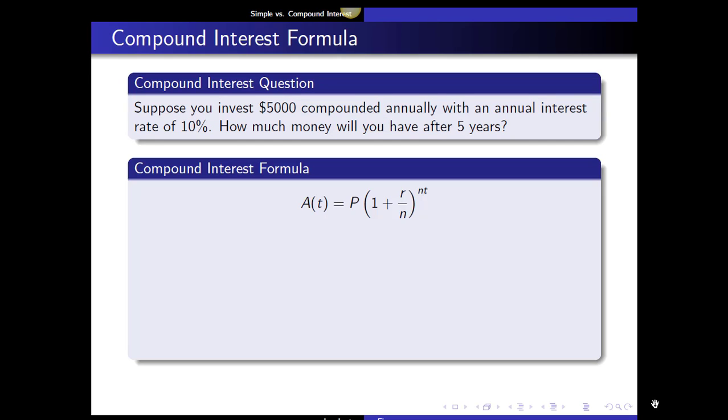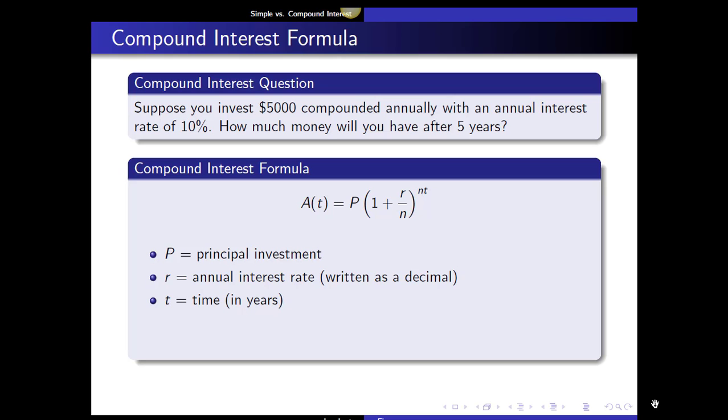Same problem, let's try to cut down on time. You have a formula, A of t equals P times the quantity 1 plus r divided by n, and all that's raised to the nt power. Same old song and dance as what we did before. Our P is our principal investment. Our r is our annual interest rate, and we want to make sure we write it as a decimal. Our t is still time in years if we're dealing with an annual interest rate.